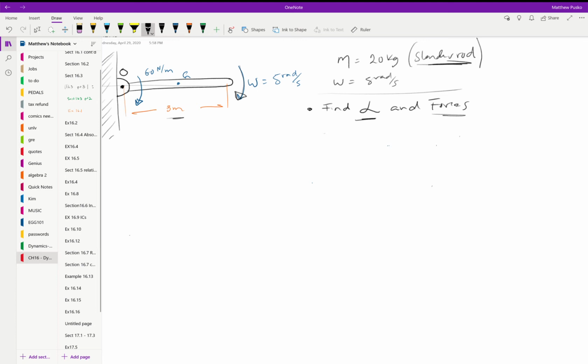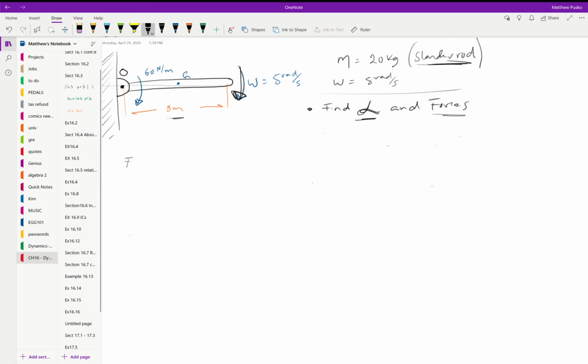Example 17.9 has a 20 kilogram slender rod, and at the instant shown it's got some omega, angular velocity, of 5 radians per second, and wants us to find what alpha is, the angular acceleration, and what the vertical and horizontal components of force at the pin are. And I'll get into that in a second.